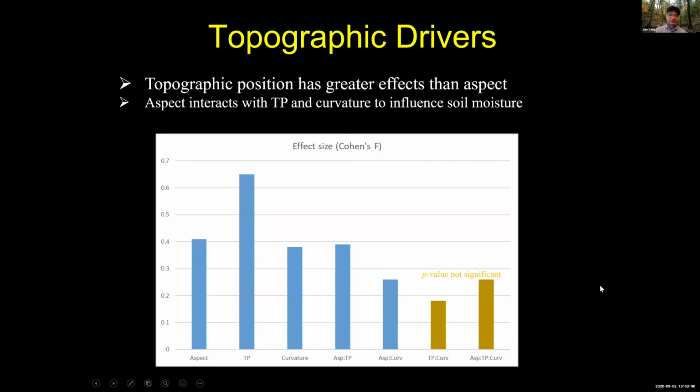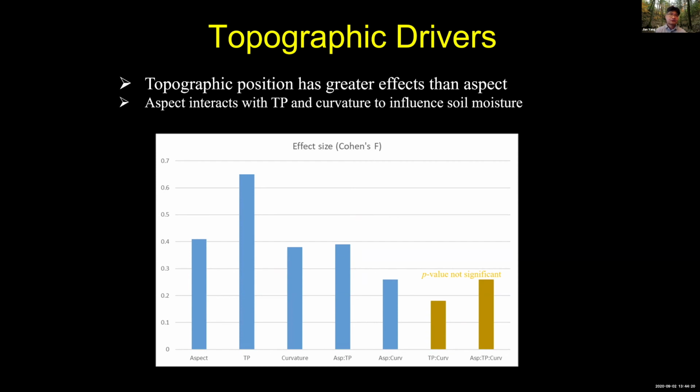And what we found is that topographic position has the greatest effect size among the three topographic features that we investigated. It's interesting because before we did this research, I asked around, and I feel that most people think that aspect is the most important one driving soil moisture and tree species distribution. But we found that topographic position has greater impacts than aspect.